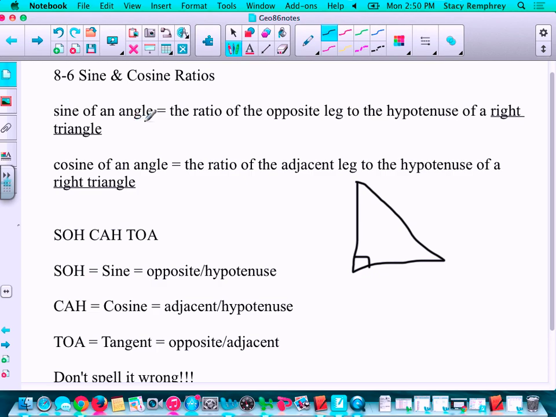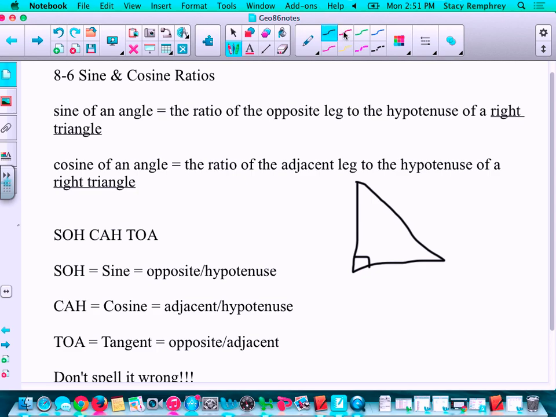The sine of an angle is the ratio of the opposite leg to the hypotenuse. Again, you're never going to use the 90 degrees, so don't worry about if they're the same thing. The cosine of an angle is the ratio of the adjacent leg to the hypotenuse.